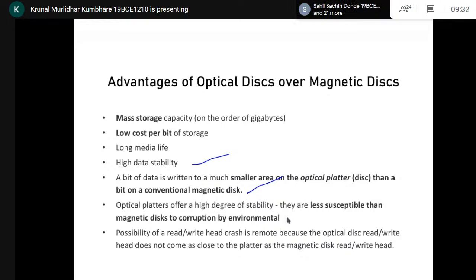The read-write head in the magnetic disk is much closer to the disk, so the chances of the head crashing with the disk are also high. Whereas in the optical disk, the head is much farther from the disk, so the chances of a crash are also low.